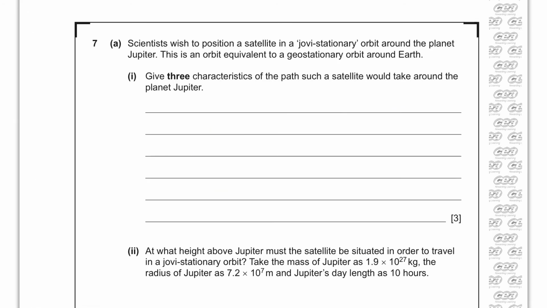7A. Scientists wish to position a satellite in a geostationary orbit around the planet Jupiter. This is an orbit equivalent to a geostationary orbit around Earth. Give 3 characteristics of the path such a satellite would take around the planet Jupiter. So this is straight book work. It has to have the same orbital period as the rotation period of Jupiter on its axis. It has to be in the equatorial plane, and it has to be turning in the same direction as Jupiter is rotating.